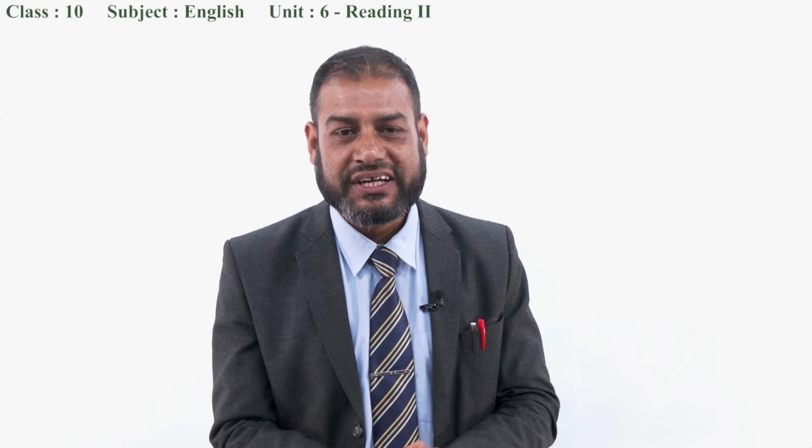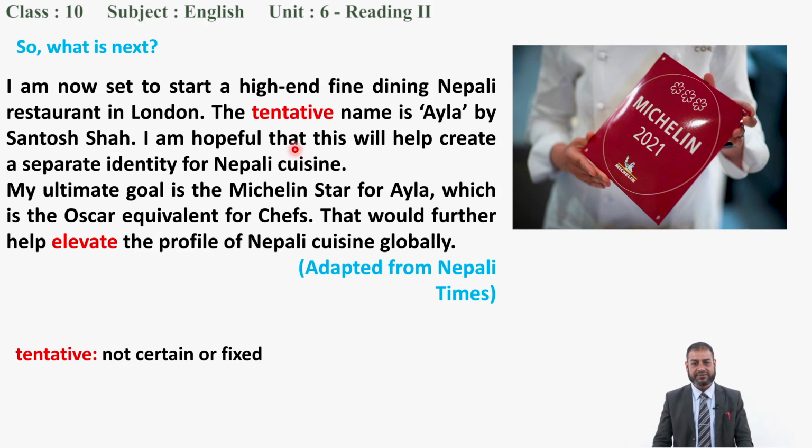Good. If so, now you need to know the meaning of these words. Tentative, tentative. So what does it mean? Not certain or fixed. See, the tentative name is Ayla. It means that it is not a very sure name. Okay, he may change it also. But now he is just thinking his restaurant's name is Ayla.